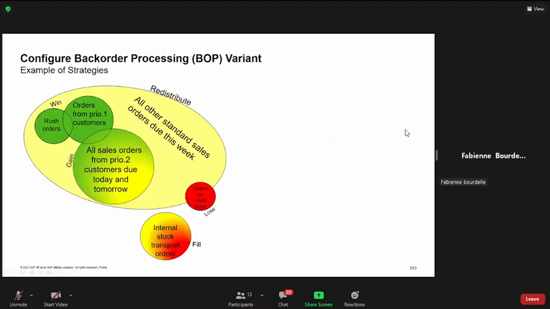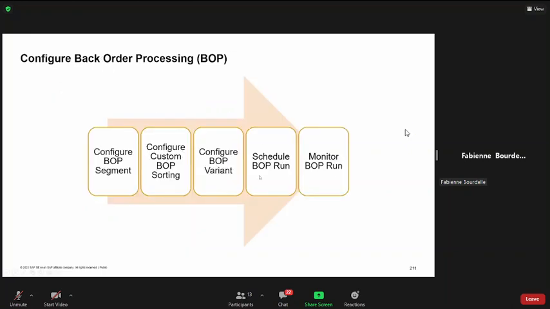The variant is the relationship between a segment and a strategy, okay? Or two segments and a strategy, okay? This is the so-called variant. And then you can run your backorder processing and monitor the result. We will concentrate on the configuration here, and we will start with the segment.